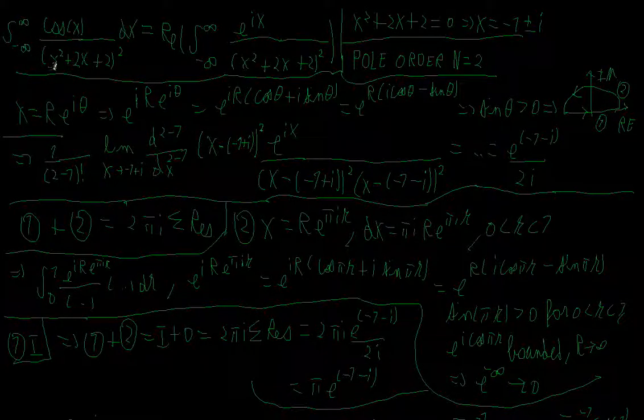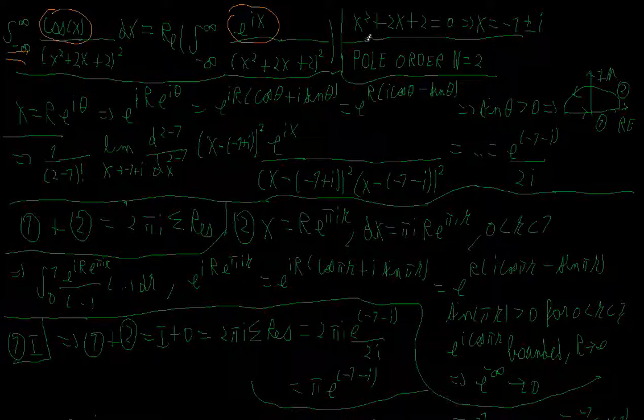So I want to evaluate the integral from minus infinity to positive infinity of cosine of x over (x squared plus 2x plus 2), the whole squared, okay? So the first thing I will do is write it as the real part of the same integral but with e to the ix instead of cosine of x, okay?